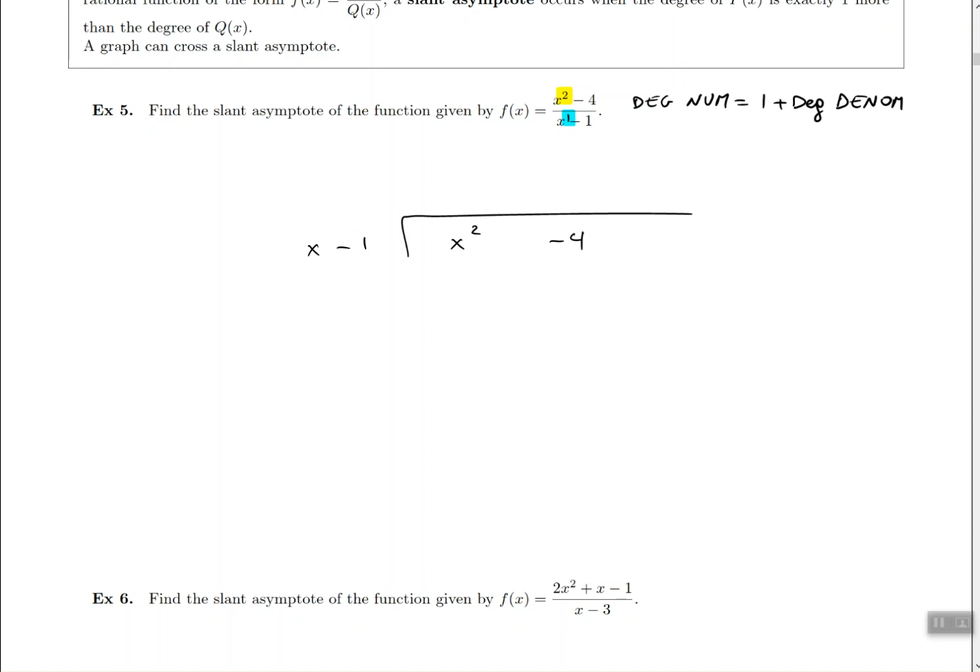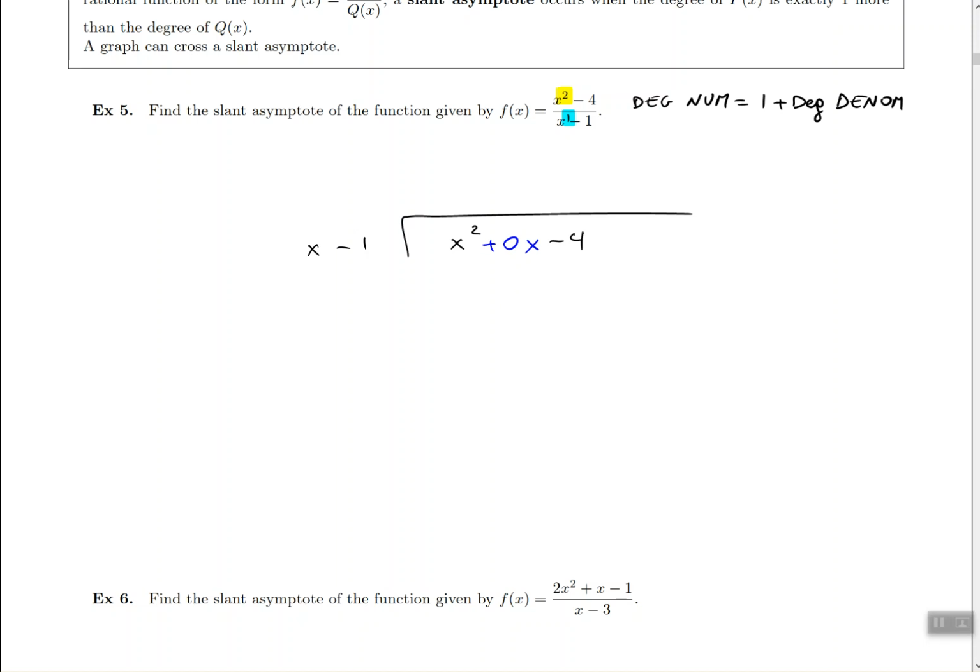Okay, so in this problem, we're going to be doing the long division in order to find the slant asymptote. And so I'm going to begin by drawing the x squared minus 4 divided by x minus 1. And since there's no x's inside here, I'm going to put a 0x just so that in the future, if I see any x's, I'll have a place to organize them under this column, basically.